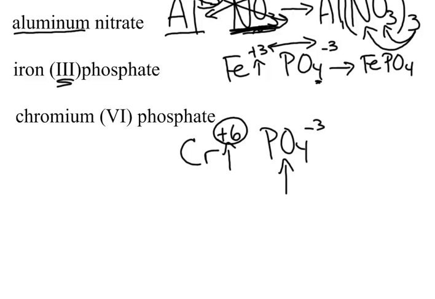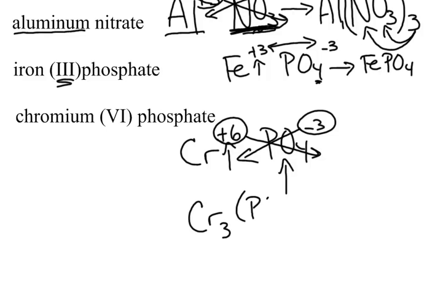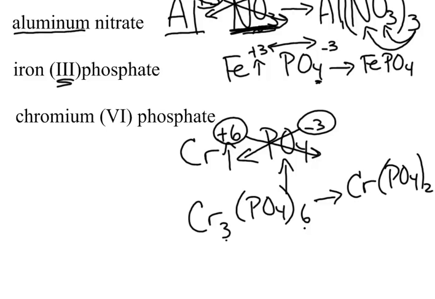So we're going to do the crisscross. That comes down to there, and that comes down to there, and we end up with Cr3 PO4 6. But of course, those are multiples of 3, so we divide by 3 and end up with CrPO4 2. It's fairly straightforward.